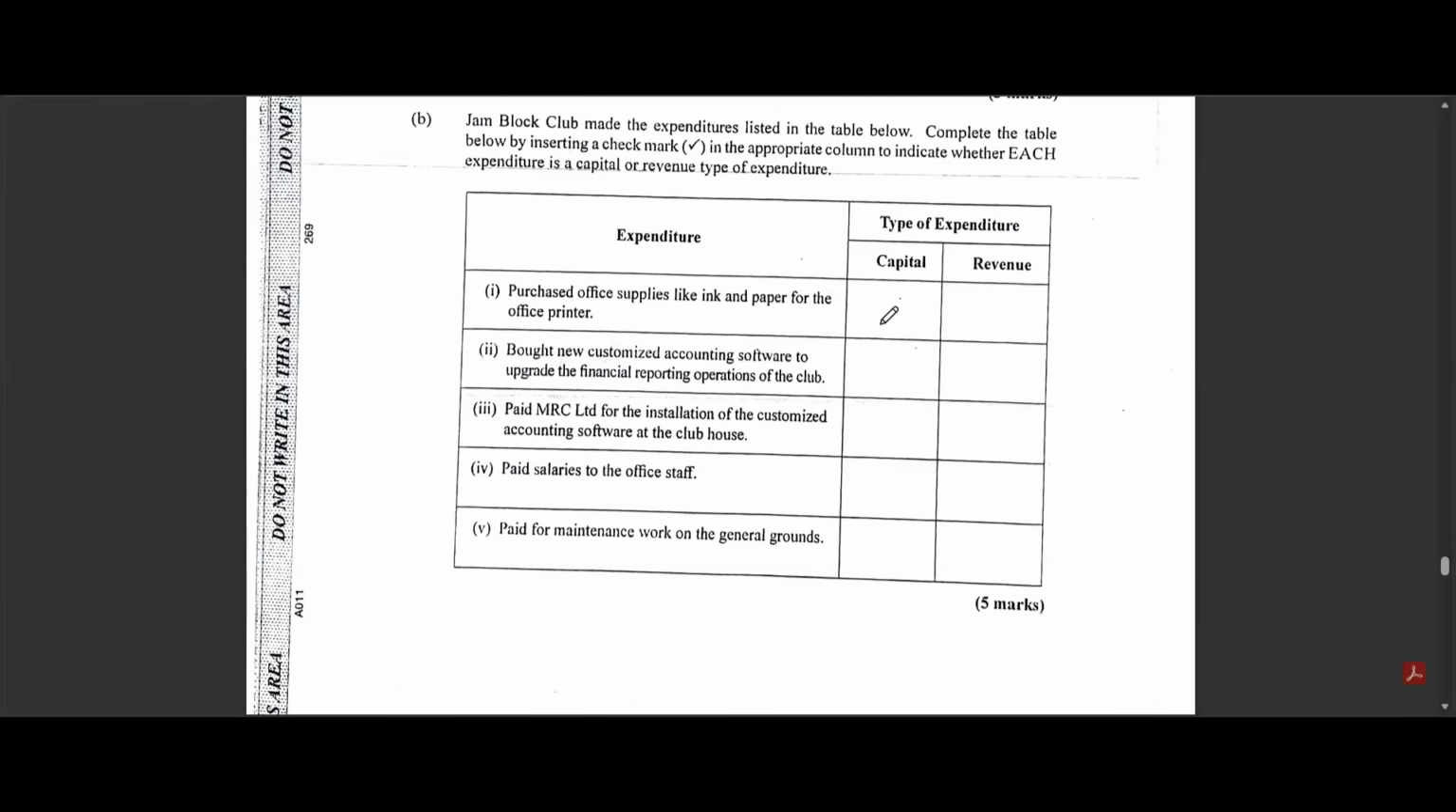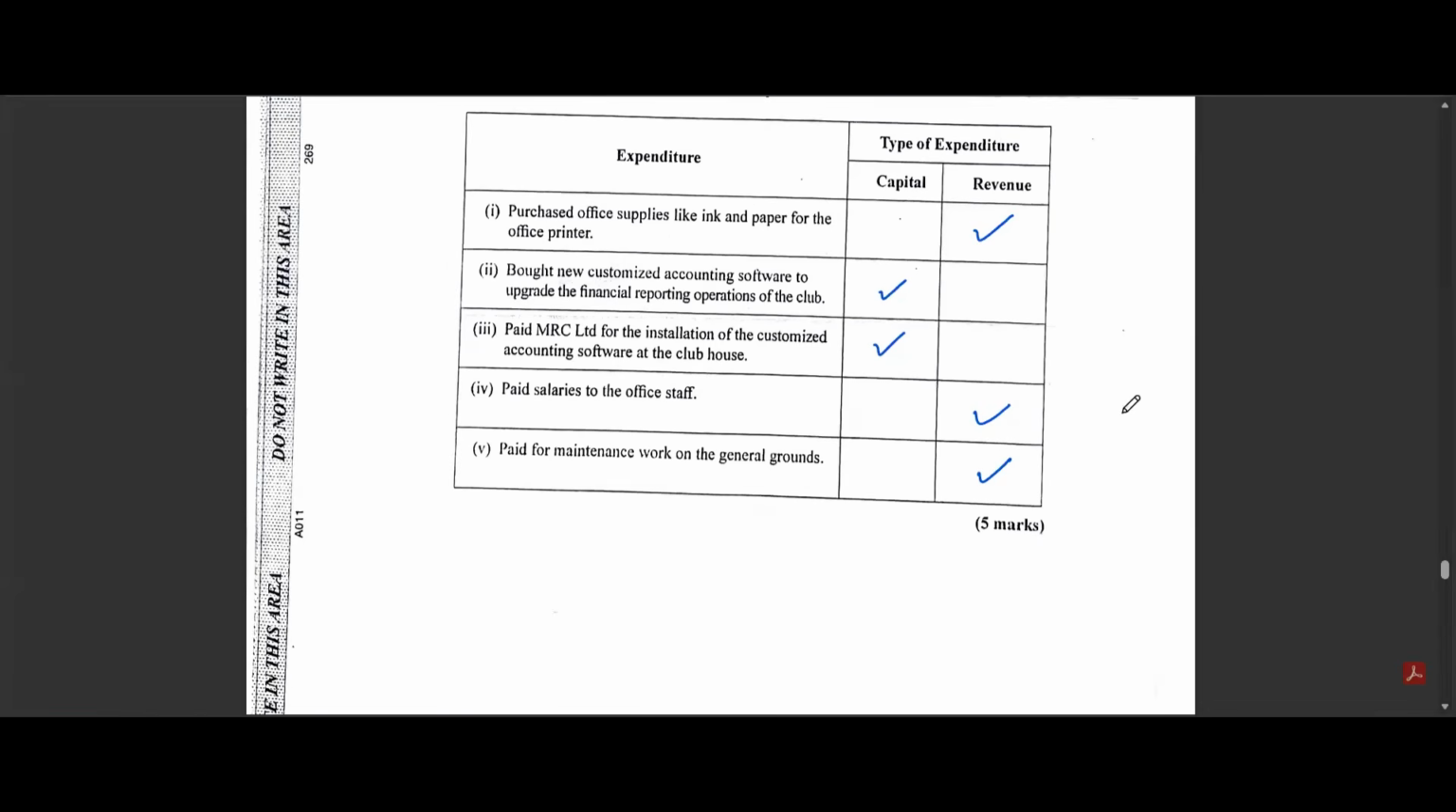So purchase of office supplies, that will be your revenue because you're buying ink and stationery, paying for operational expenses. Bought new customized accounting software, upgraded financial reporting, that's capital expenditure. Software will be an asset that you're going to have to use for a pretty long time. Paid MRC Limited for the installation of customized software. Okay, that will be your capital expenditure again because you're paying for the installation of it. Paid salaries of the staff, revenue, and paid for maintenance work on the grounds, revenue expenditure. Alright guys, there we go. Nicely done, not too bad.